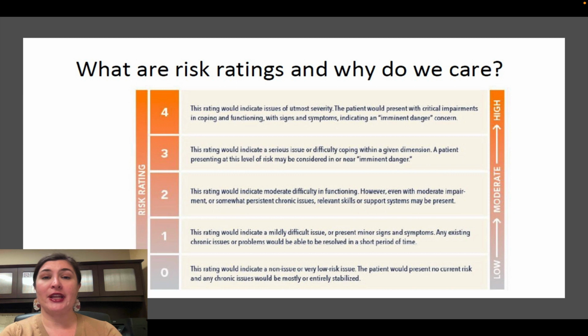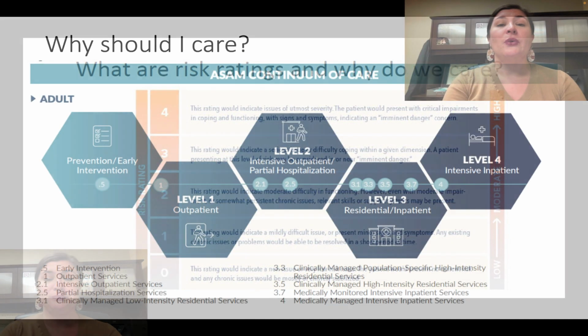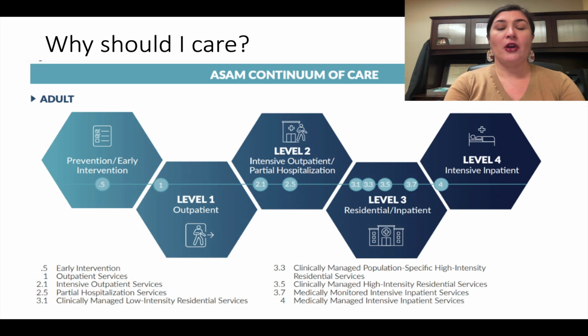Whereas a rating of 0 indicates that this is a non-issue, they're at a very low risk, the patient presents no current risk and chronic issues most likely are stabilized. Again, this shows us that we do not need to put them in an intense inpatient or residential situation because that would be too invasive for their level of need. Why should I care? Again, knowing their risk rating gives us more information about where we need to recommend them for treatment. You can see here, this is the ASAM continuum of care.